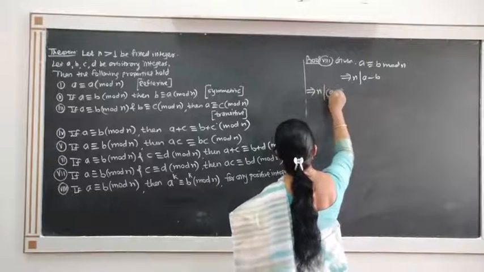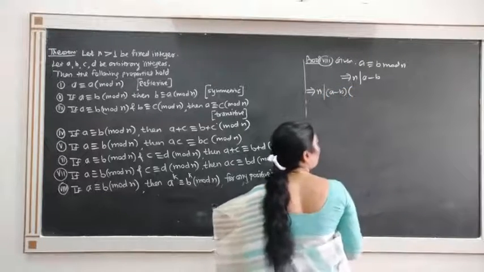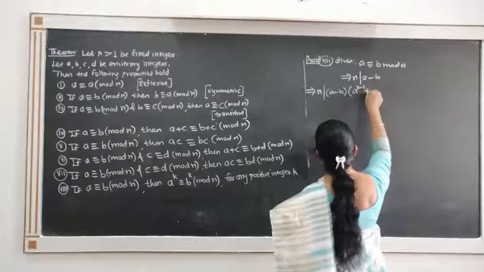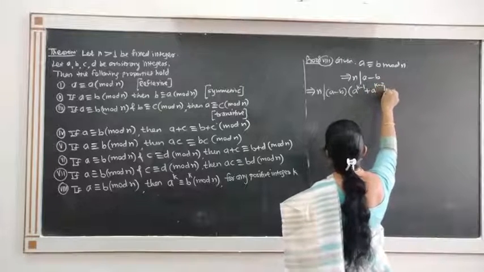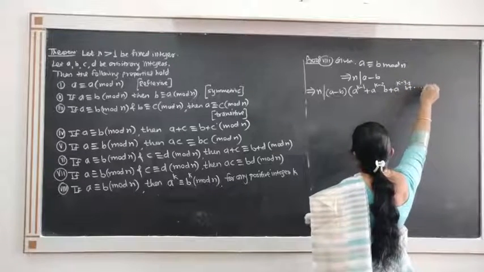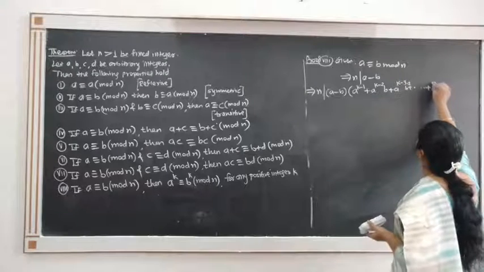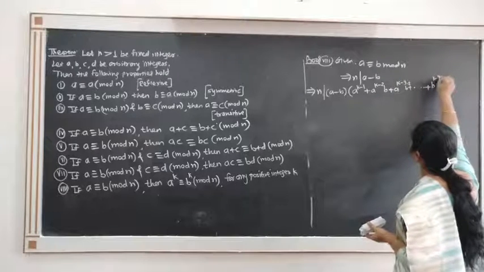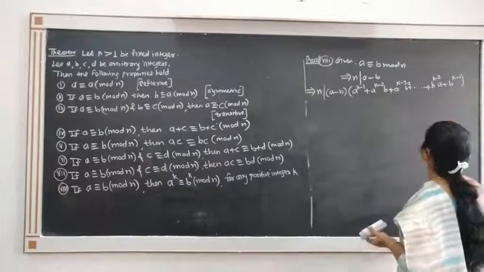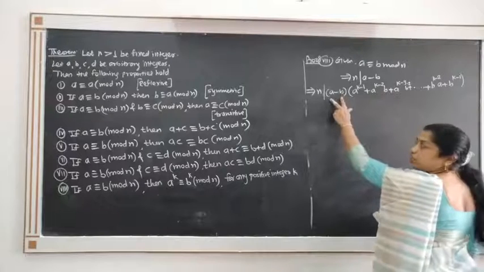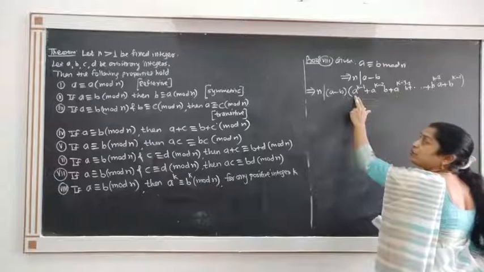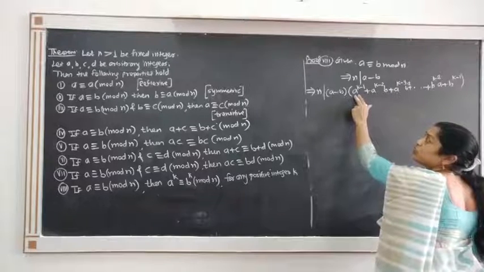This implies that N divides A minus B into an integer multiple. It is A raised to K minus 1 plus A raised to K minus 2 into B, A raised to K minus 3 into B square, etc., plus B raised to K minus 2 into A plus B raised to K minus 1. So if N divides A minus B, by property of divisibility, it divides any integral multiple. So I will take the integer multiple to be this term.